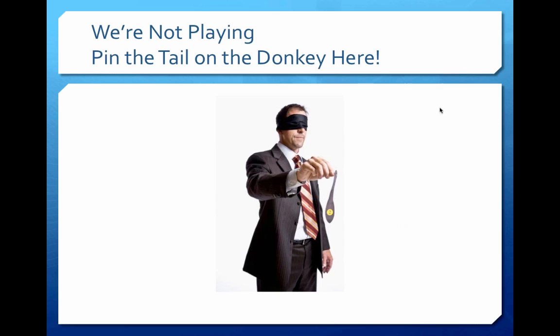Now, when you were a kid, you probably played a game at birthday parties called Pin the Tail on the Donkey. You have a blindfold, they give you a little tail, and somewhere in the room there is a picture of a donkey, and you have to put the tail on the donkey. However, some of us ended up playing that game in real life in Facebook advertising. And I'll tell you what I mean.